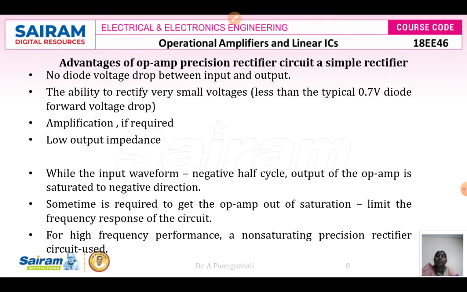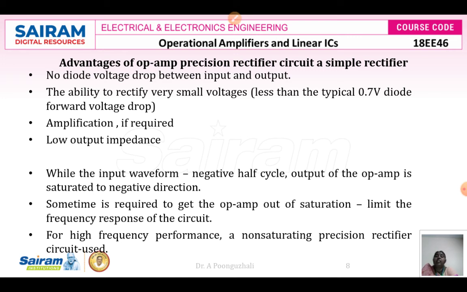So what are the advantages of an operational amplifier precision rectifier circuit over a simple rectifier? Here in this case there is going to be no diode voltage drop between the input and the output waveform, and the precision rectifier has the ability to rectify even very small voltages, that is less than the typical 0.7 volt diode forward voltage drop. And amplification, if I want, I can introduce in the circuit. Since we are going to use an op-amp, it is going to have a low output impedance.